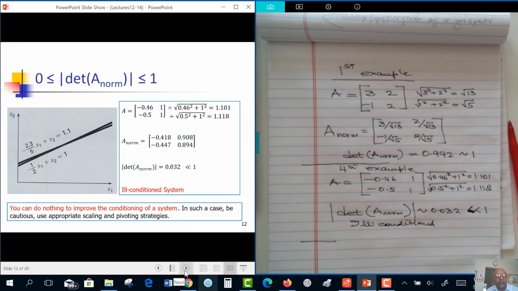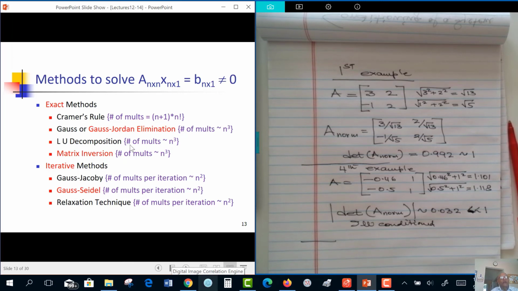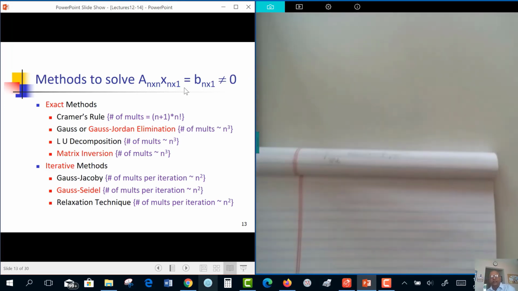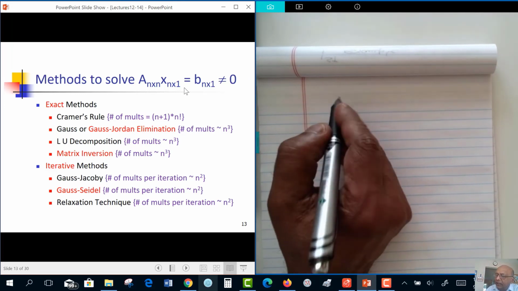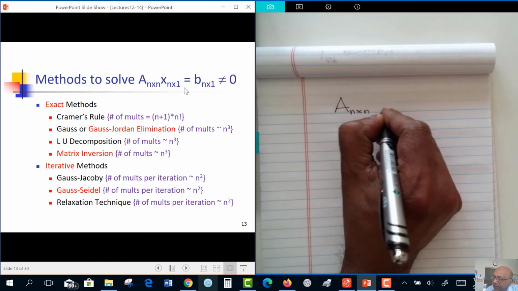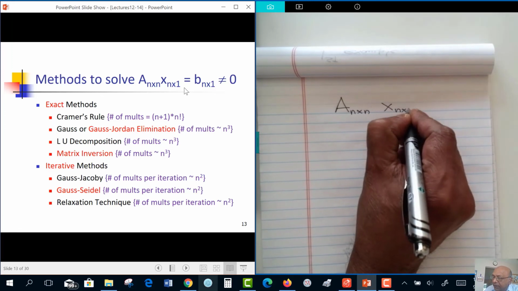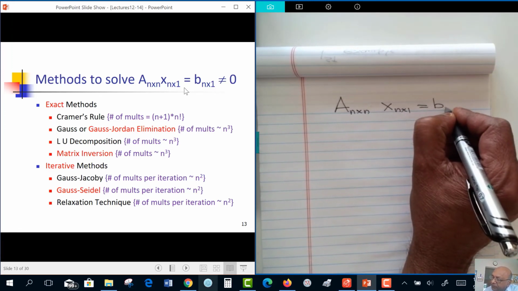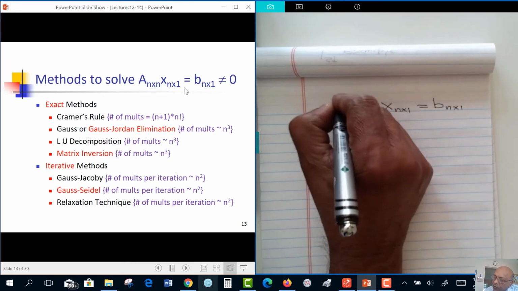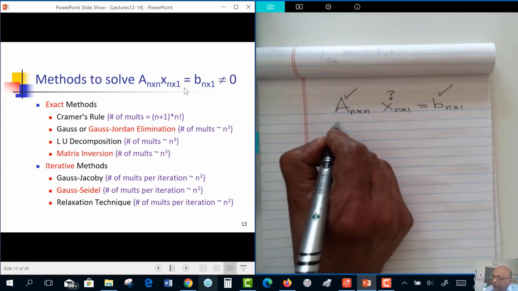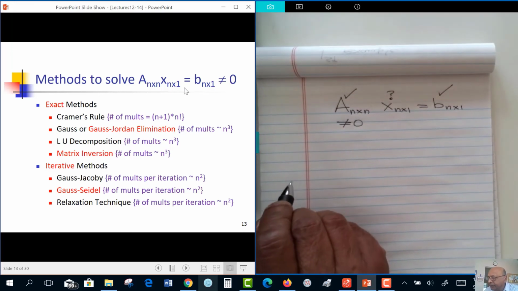Okay, so let's see how we solve a linear system. Before we move on, something I want to mention. So we have our system A times X is equal to B. We know A, we know B, we want to find X. Obviously, we want this A to be not 0.